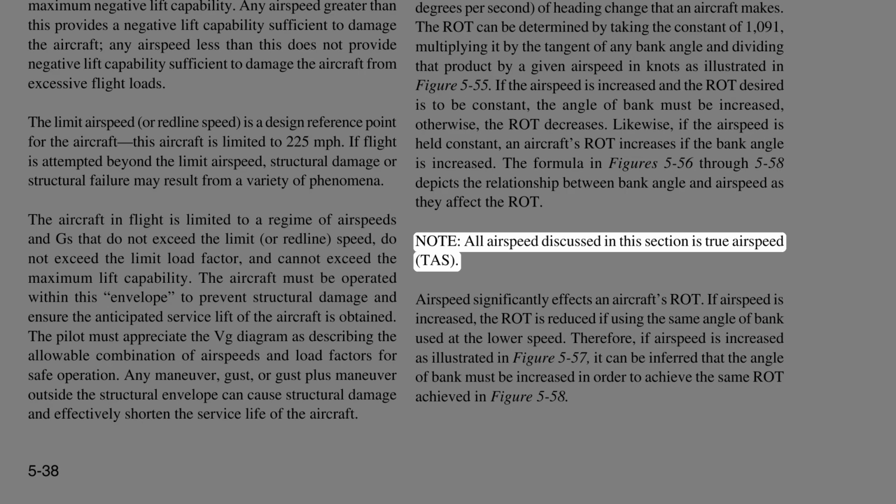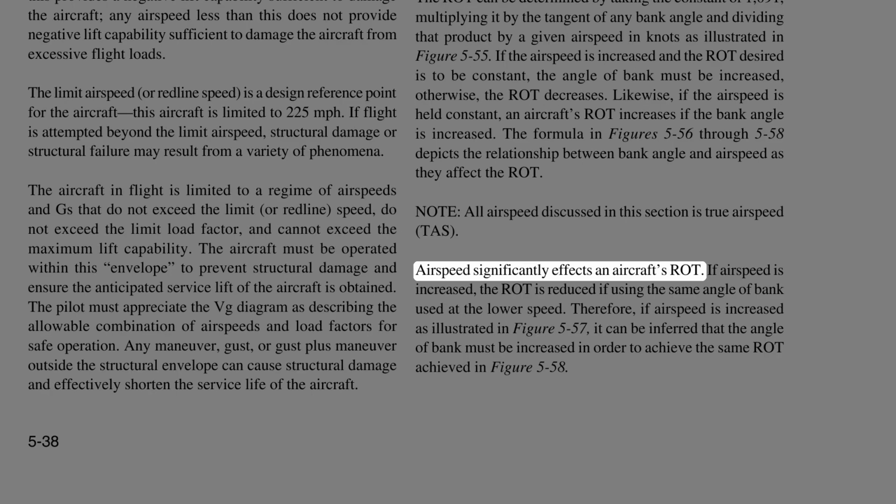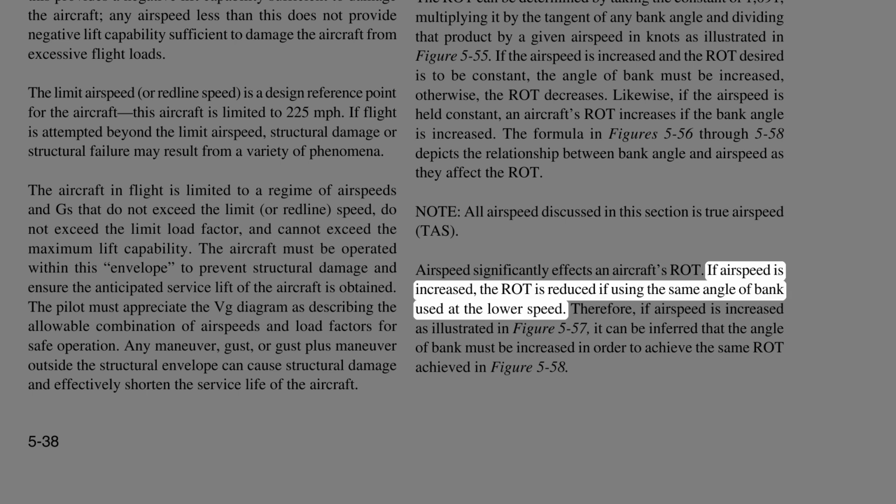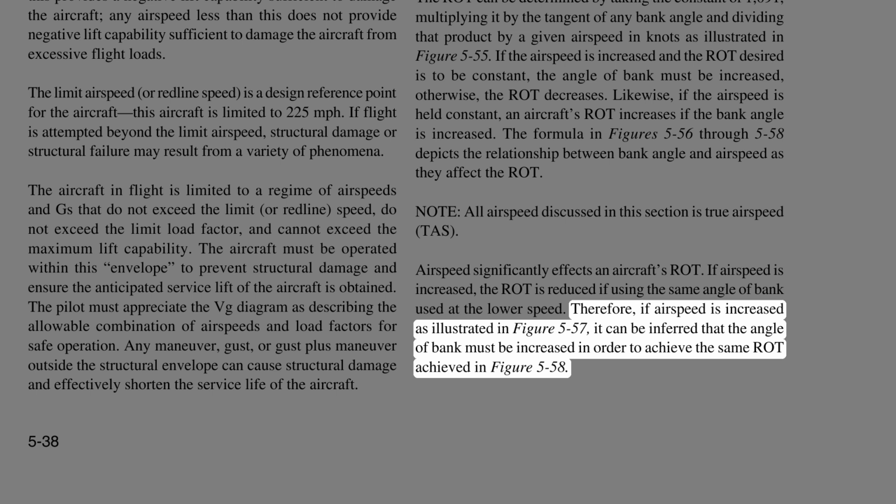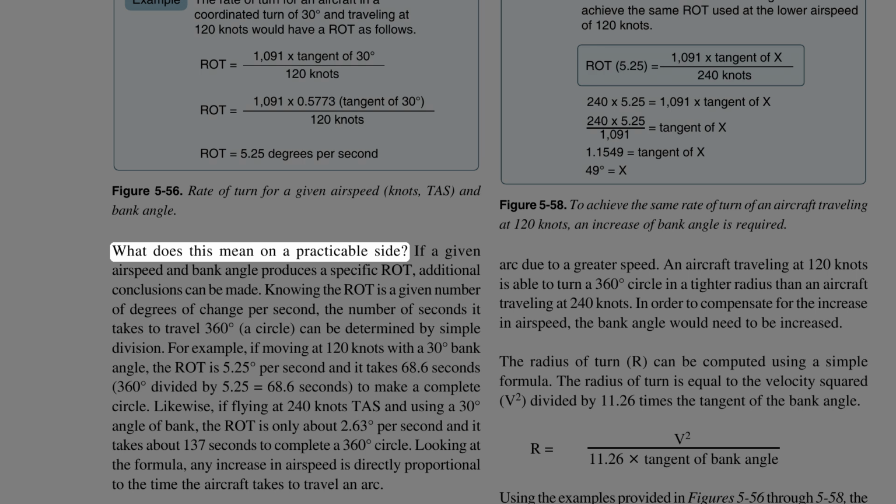Note: all airspeed discussed in this section is true airspeed, TAS. Airspeed significantly affects an aircraft's ROT. If airspeed is increased, the ROT is reduced if using the same angle of bank used at the lower speed. Therefore, if airspeed is increased as illustrated in figure 5-57, it can be inferred that the angle of bank must be increased in order to achieve the same ROT achieved in figure 5-58. What does this mean on a practical side?